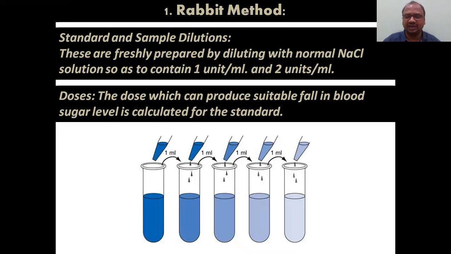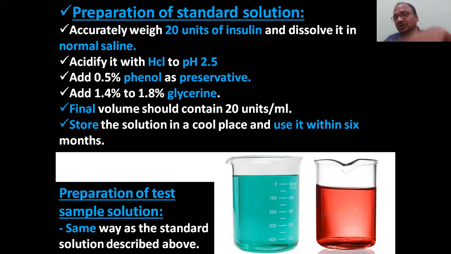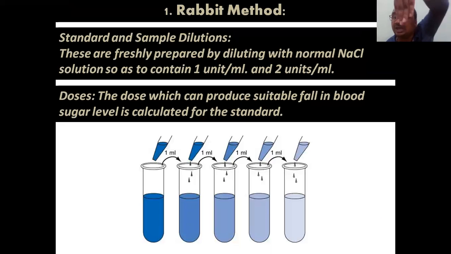Now dilutions. Here you have prepared the standard solution and test solution, and now you are going to dilute them. Standard and sample dilutions are freshly prepared by diluting with normal saline, NaCl solution, so as to contain 1 unit per ml and 2 units per ml. Like that you have to prepare 2 standards and 2 tests, totally 4. Standard solutions: 1 unit per ml and 2 units per ml. Test solutions also 2. Like that you have to make the dilutions.